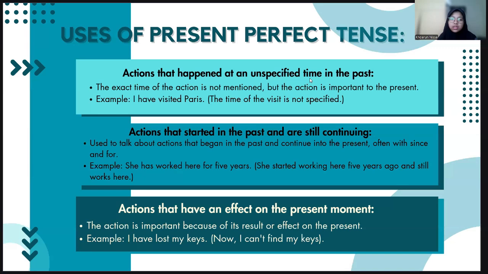The next is an action that started in the past and is still continuing. That means it is used to talk about an action that began in the past and continues into the present, often with since and for. For example, she has worked here for 5 years. She started working here 5 years ago and still works here. Okay, the next is an action that has an effect on the present moment. That means the action is important because of its result or effect on the present. For example, I have lost my key. Now I can't find my key.